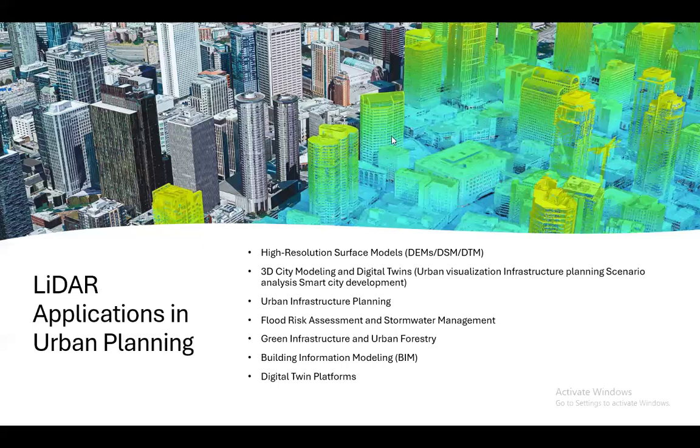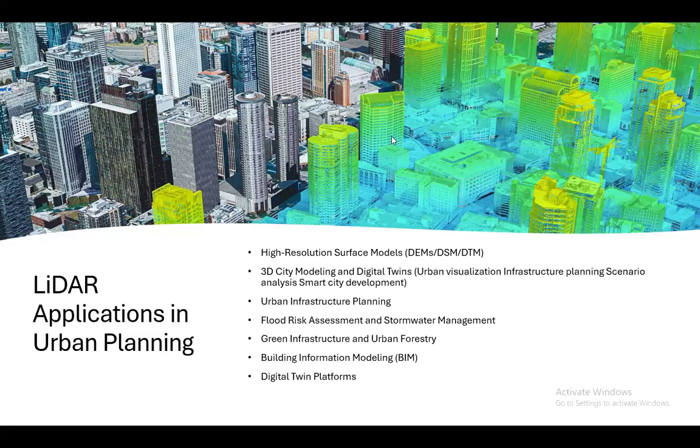Now, green infrastructure and urban forestry. Definitely it can measure the canopy height. It can be useful for biomass estimation. That's why it is useful for green infrastructure and urban forestry, because it can detect objects. It can detect the building. You can extract the building. You can extract the vegetation area. Okay, so we will see that in hands-on. So this is how it can be useful for green infrastructure, urban green space, and urban forestry planning.